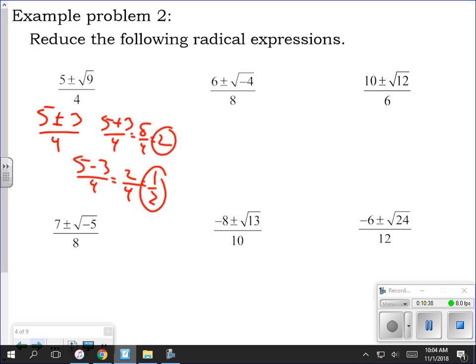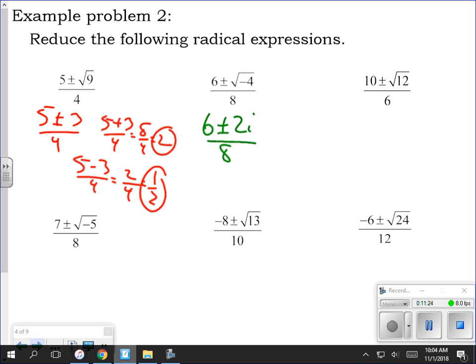If this is the answer to your equation from using the quadratic formula, the problem was factorable to begin with if your radicals disappear. Second one, same idea. First step, simplify the radical. Square root of 4 is 2, but I also have a negative, which means that I have 2i. So I have 6 plus or minus 2i over 8. First step, deal with the radical.